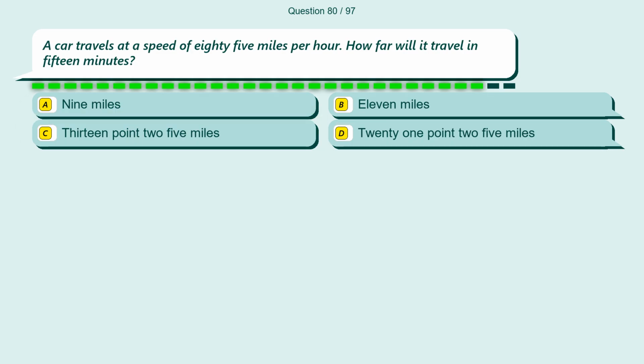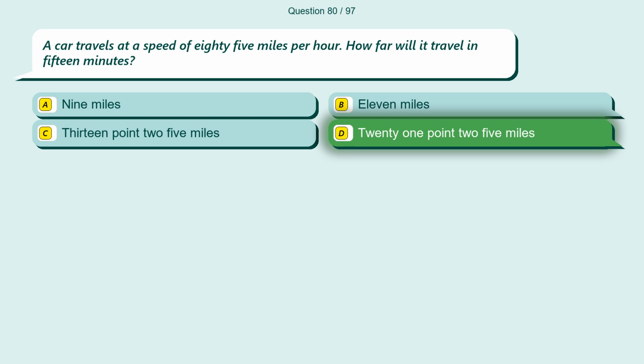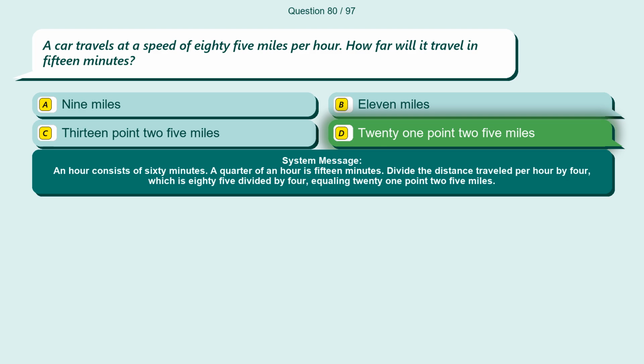Question 80. A car travels at a speed of 85 miles per hour. How far will it travel in 15 minutes? Option A, 9 miles. Option B, 11 miles. Option C, 13.25 miles. Option D, 21.25 miles. The correct answer is option D, 21.25 miles. An hour consists of 60 minutes. A quarter of an hour is 15 minutes. Divide the distance traveled per hour by 4, which is 85 divided by 4, equaling 21.25 miles.